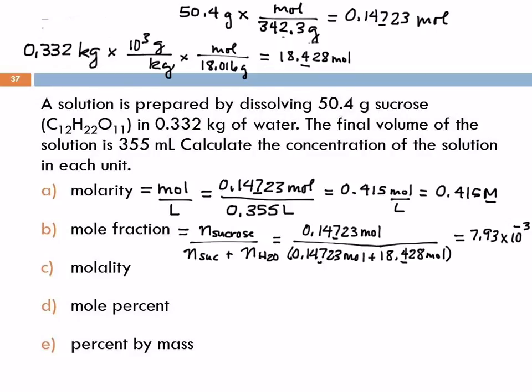Okay, molality. Molality is a weird one. Moles of solute, do you remember what it is? Kilograms of solvent. Not the whole solution, just the solvent.